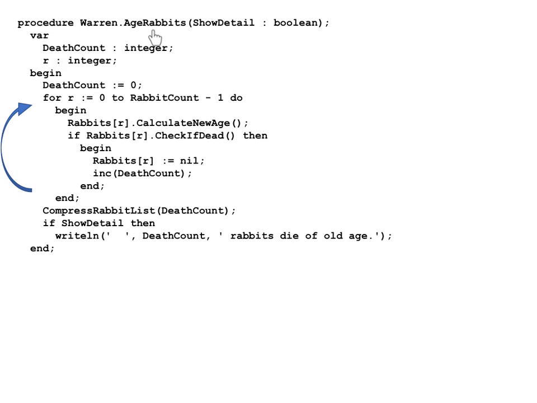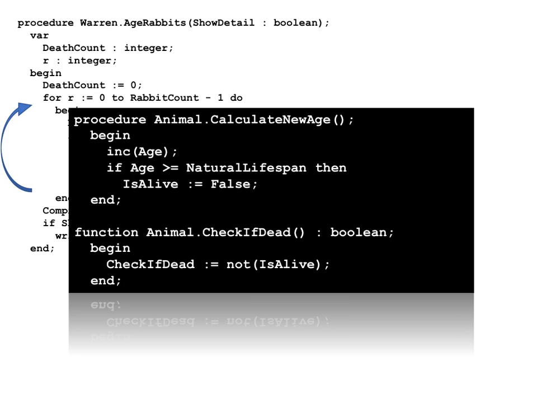This is age rabbits. It also loops through each element in the rabbit array in the particular warren, and for each rabbit it will calculate its age, and it will check if that rabbit has now died of old age, and if so, it will remove the rabbit. Calculate age and check if dead are both methods that are inherited from the animal parent class. Both, as you can see, are fairly straightforward.